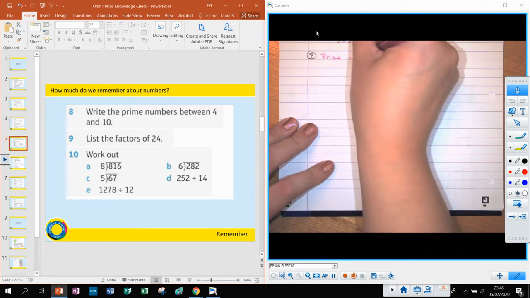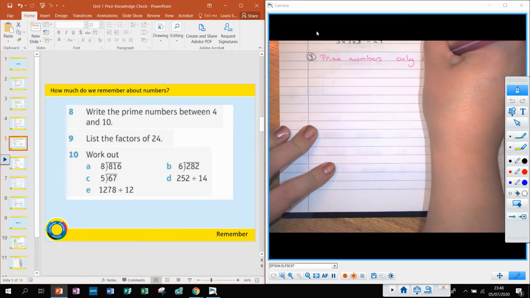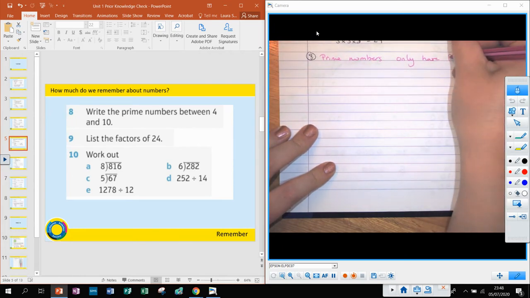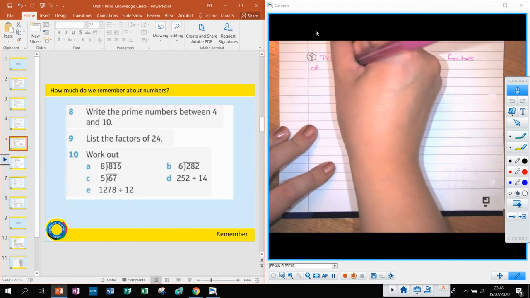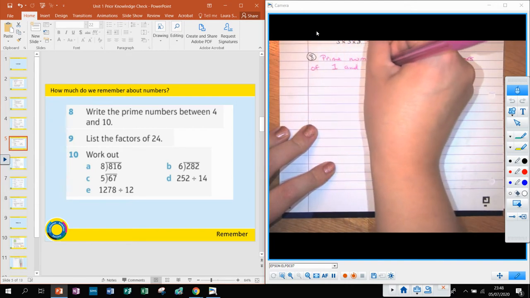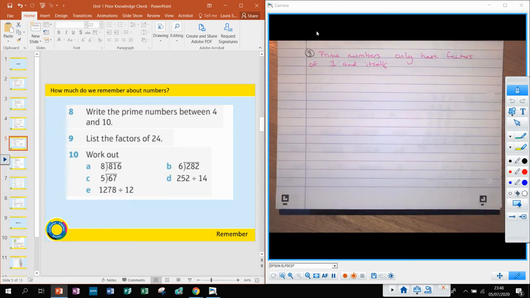Prime numbers only have factors of 1 and itself. Okay, right. So list them between 4 and 10.